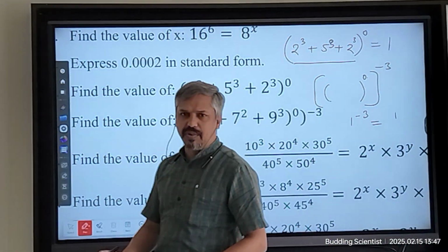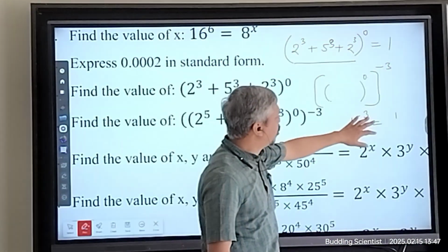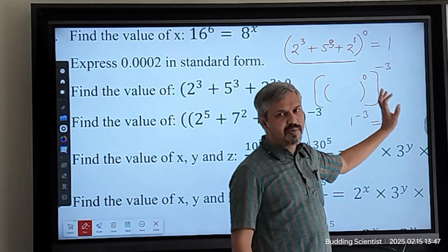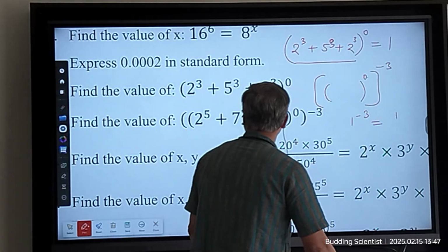1 raised to anything is 1. 1 raised to 0 is 1. 1 raised to 1 is 1. 1 raised to 2 is 1. 1 raised to minus 3 is 1. Any power, when the base is 1, the answer is 1.